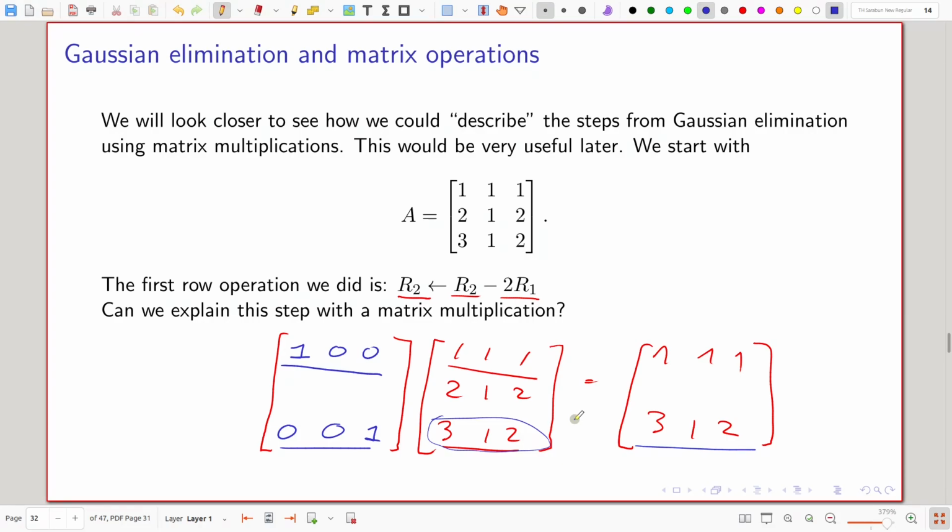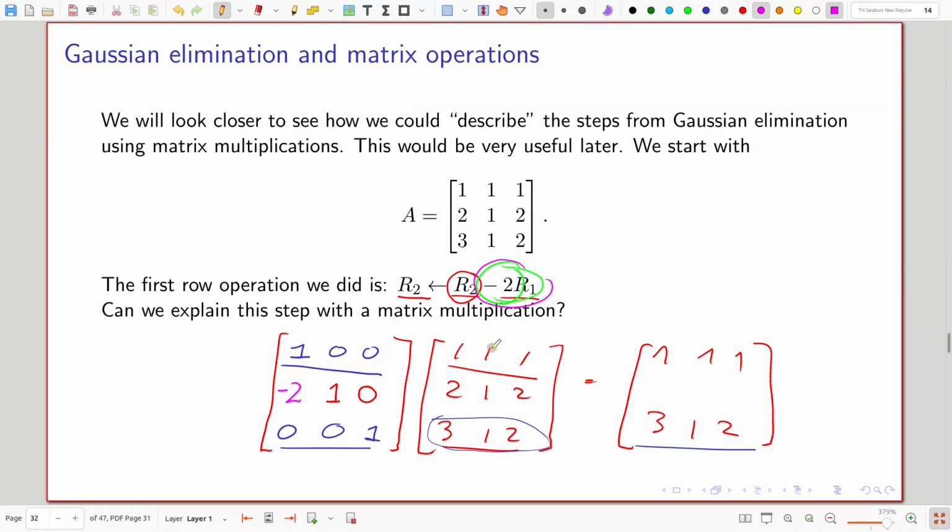But for the second row, we would like to take the previous value of the second row minus 2 times the first row. So what should we put there? You want 1 unit of R2, so it should be 1 here. We don't want the third row, so you put 0 there. And what else do you need? You need minus 2R1, so you put minus 2 here.